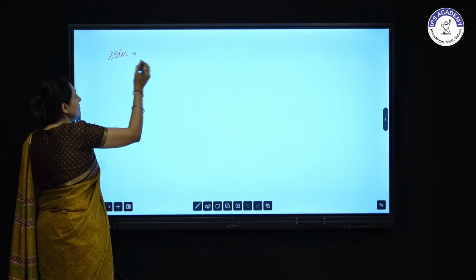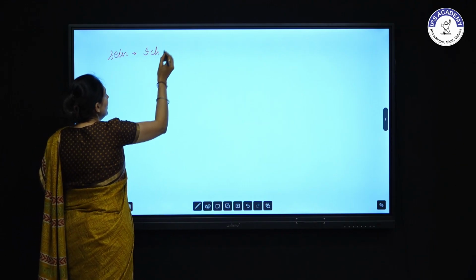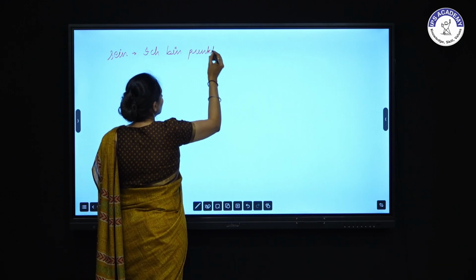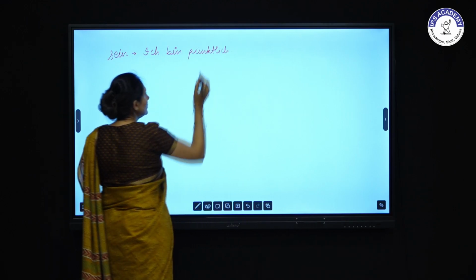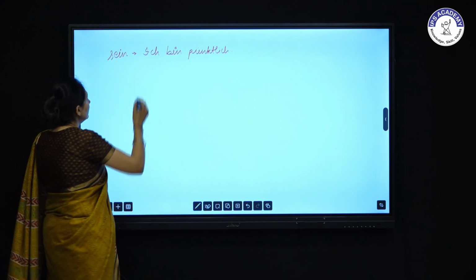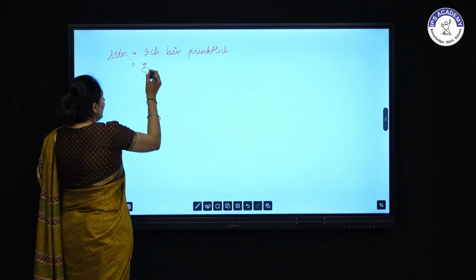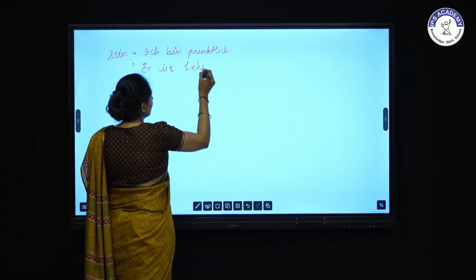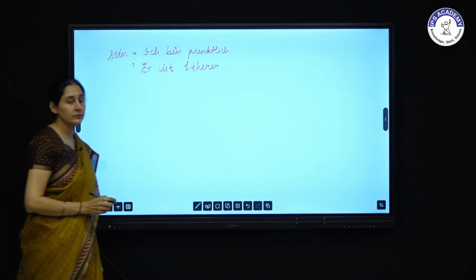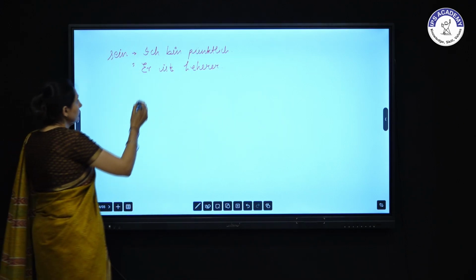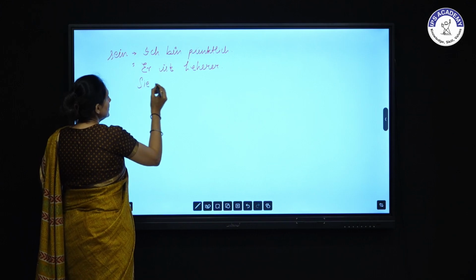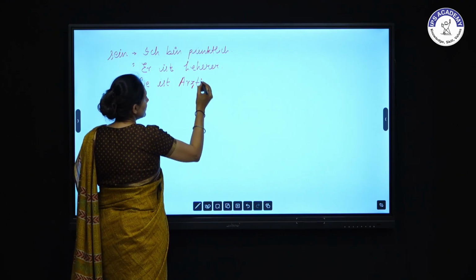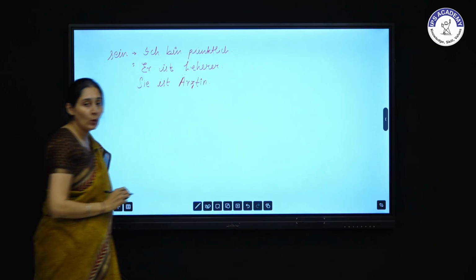Seeing all this, let's take up some sentences related to sein in the nominative case. We can make some sentences like, ich bin pünktlich, that is, I am punctual. Er ist Lehrer. He is teacher. Sie ist Ärztin. She is doctor.